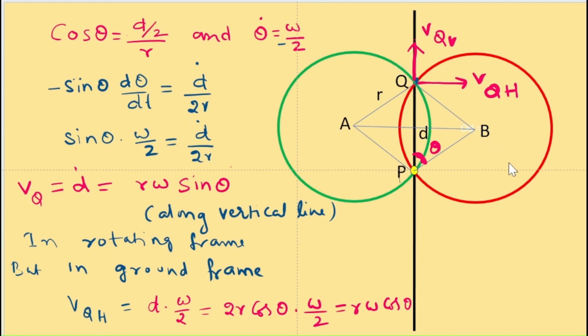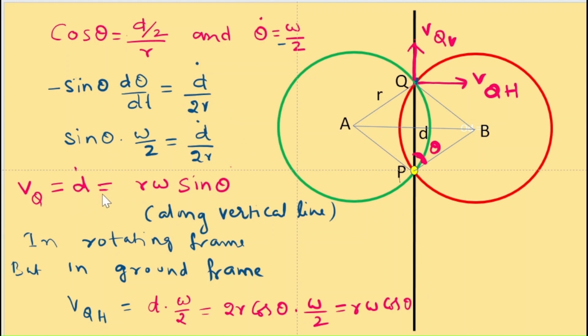This theta changes with time, meaning the changing theta with time gives the angular velocity of this red circle in the counterclockwise direction. Therefore, I write the angular velocity of the red circle as minus omega by 2. Here, why do we write minus? As time increases this theta decreases, therefore I write minus omega by 2, or otherwise we can say that it is moving in counterclockwise direction, so we write minus. Differentiate this with respect to time, and we get this. Finally, the velocity of Q with respect to the rotating frame along this line is given as d dot is equal to r omega sine theta.